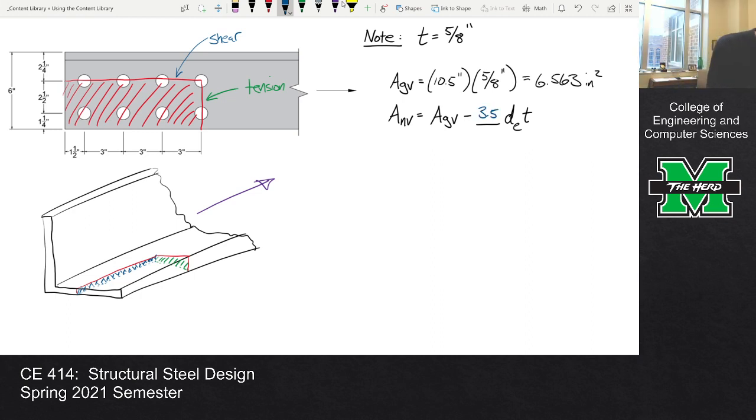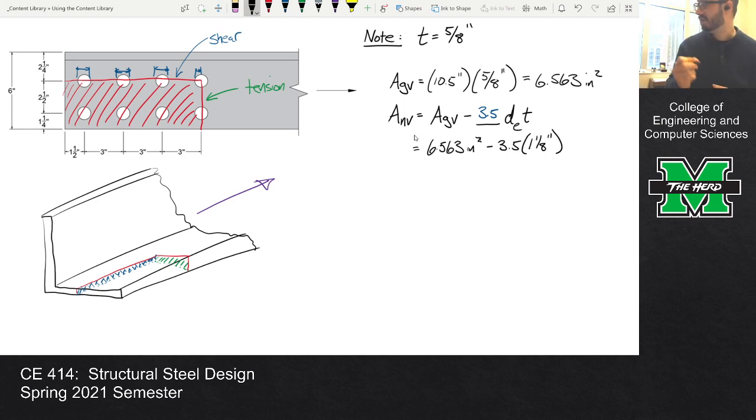Because we do 1, 2, 3, but this is not a full diameter. That's a half. So it's 3.5. That's exactly right. You subtract 3.5 bolt holes. So this is 6.563 square inches minus 3.5 times 1 1/8 or 1.125 times 5/8.